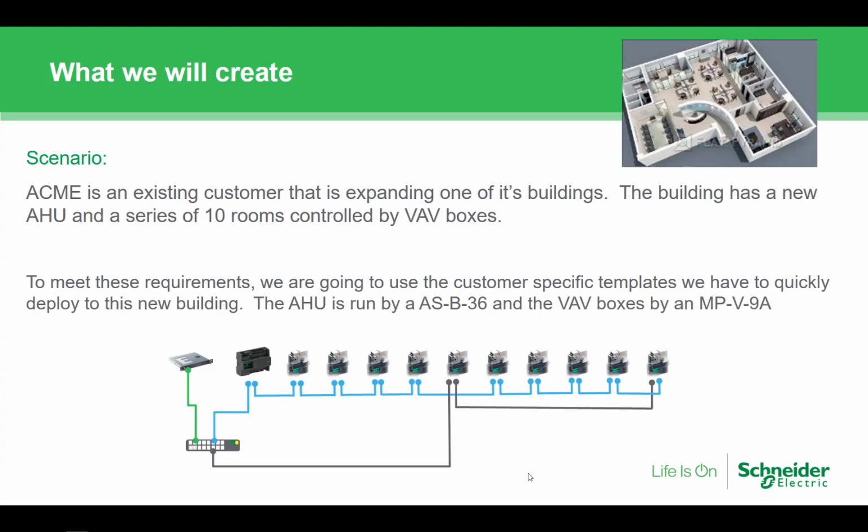In this case, we have an existing customer, Acme. They are expanding, and they have a new wing with an air handling unit and 10 rooms serviced by VAV boxes. Since they are a good customer of ours, we've already done a lot of projects for them, and they really want consistency across their buildings. The good news is we have over time created some customer-specific templates to service these applications.